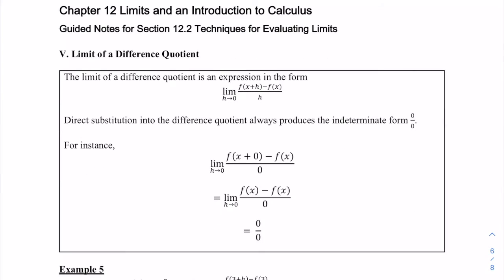Now let's look at the difference quotient, which we've covered before in chapter 1, but you're going to use frequently next year in calculus. So whenever we find the limit of the difference quotient, we always get an indeterminate form, 0 over 0, as h approaches 0. But we can also use the difference quotient to find the limit of other functions.